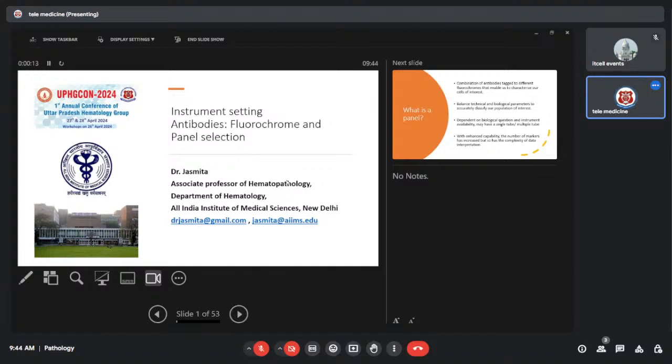Talk about instrument setting, antibody and panel selection. These two lectures, basics and panel selection, are the most boring lectures for a flow cytometry workshop. Why? Because you want to see data, and you want to see cells, and you want to see plots. And what we are showing you is how it can be generated, how to do it. So, about the antibody selection panel.